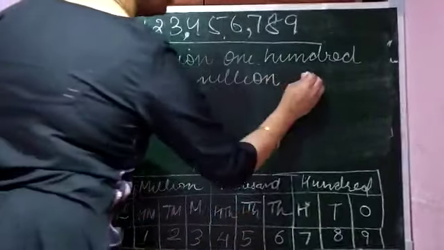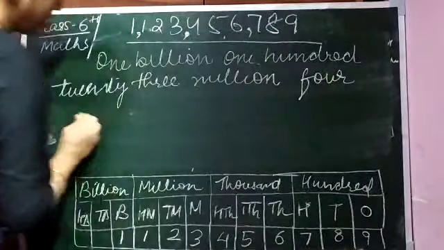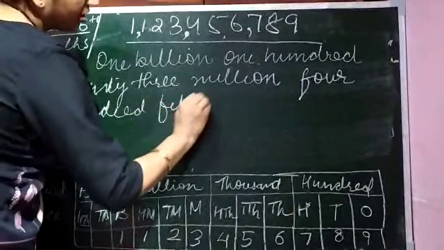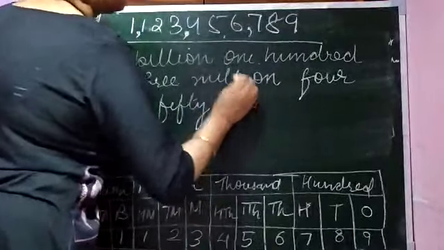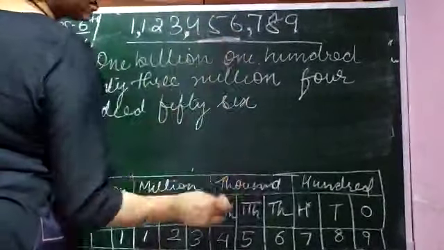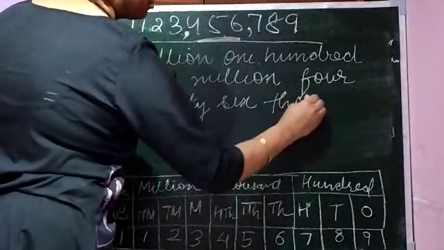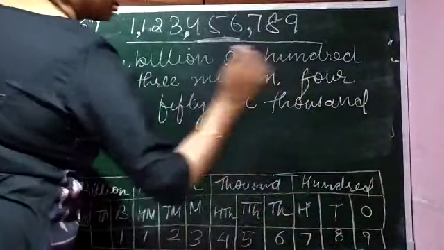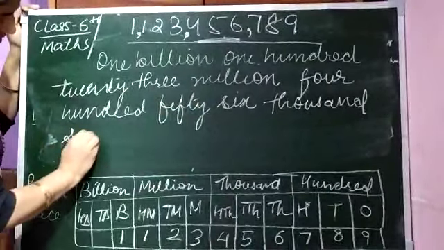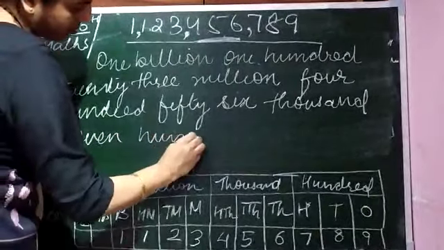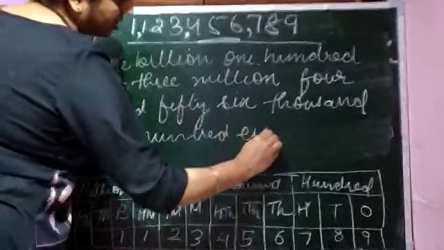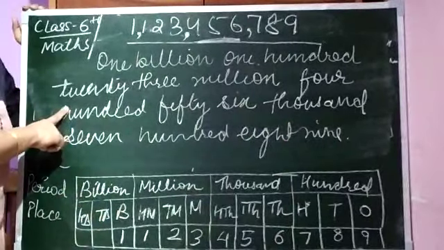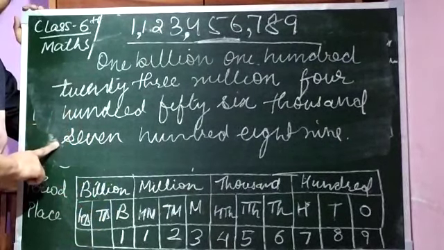Then see, million is over, then 456. So write over here 456. This is which period? 1000. So write over here 1000. Then 789. So I think it will be clear to you.